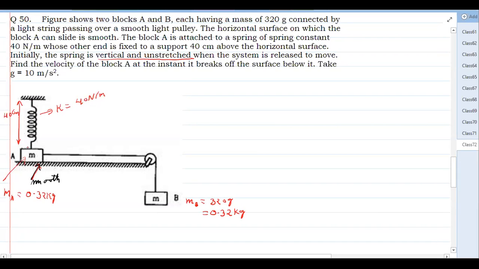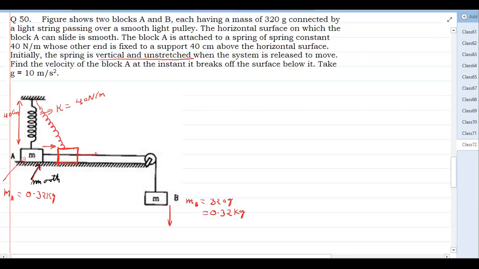When the system is released to move, find the velocity of the block A at the instant it breaks off the surface below it. So what does it mean? As the mass B is coming down, the mass A will go rightward. And after some time, the situation will be like this. The spring will get stretched, and the block A will be somewhere here.